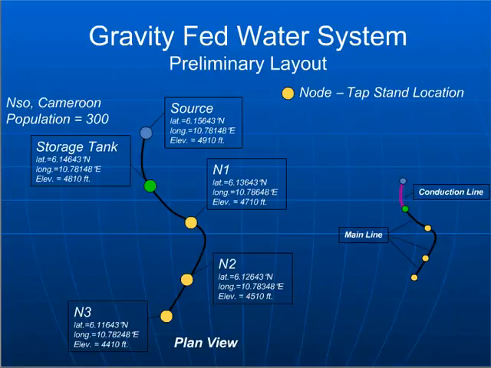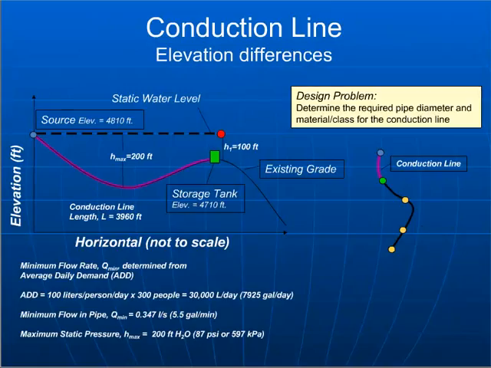Just a little terminology difference here, terminology about the system. You've got the conduction line, you see on the figure on the right there, connecting the source to the storage tank. And so those conduction lines are basically designed to be flowing nonstop and basically transporting water from the source to the storage tank, and then a main line or a distribution line that sends water from the tank down to the individual tap stands.